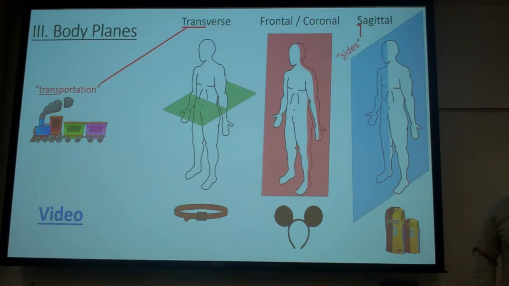Another way to think about it is a belt. So a belt here. If I put a piece of paper all the way through that belt, essentially I can cut my entire body in half.